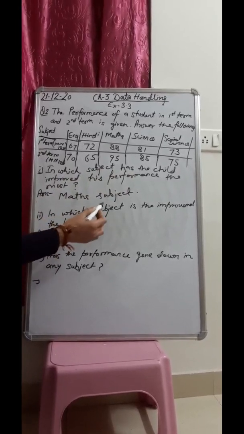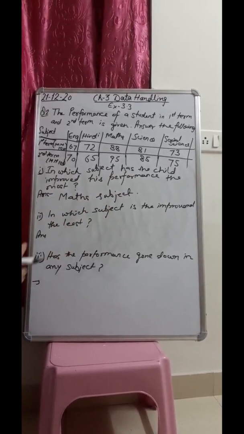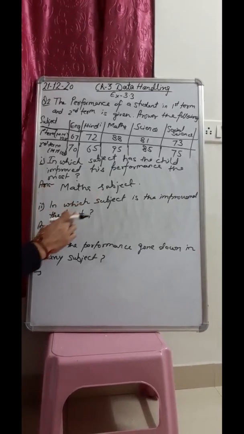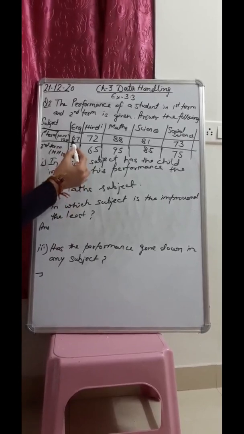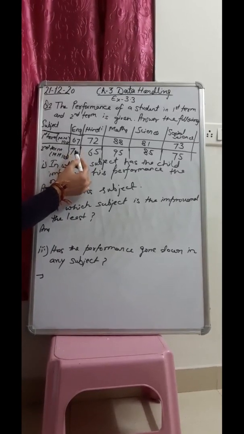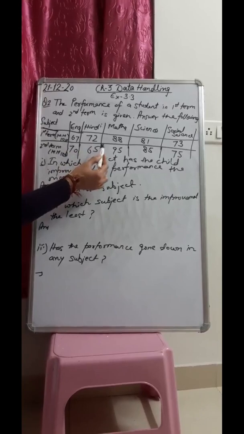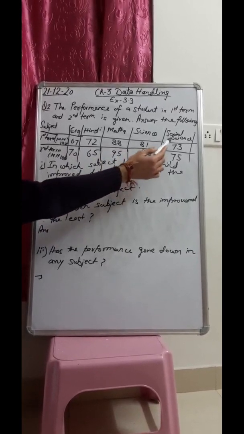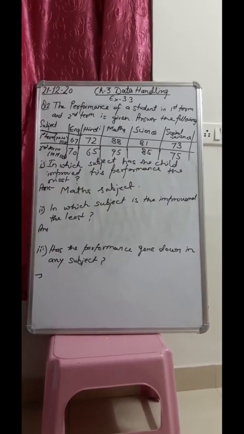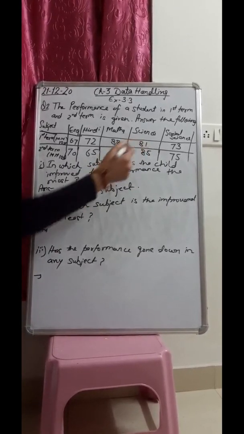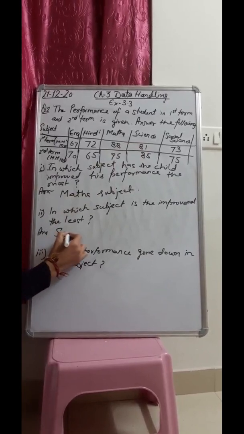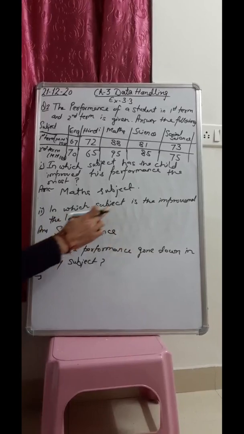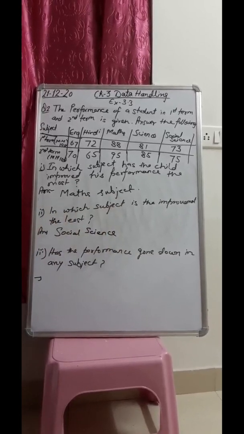Second, in which subject is the improvement the least? So we have to tell in which subject the child has shown the least improvement. Here it is 3, here it is decreased, science is 4 and social science is 2. That means the minimum is 2. That means the subject name is social science. In social science, the child has shown the least improvement.